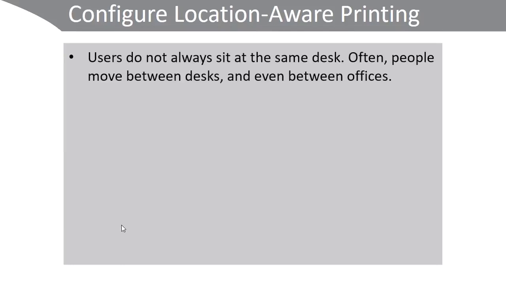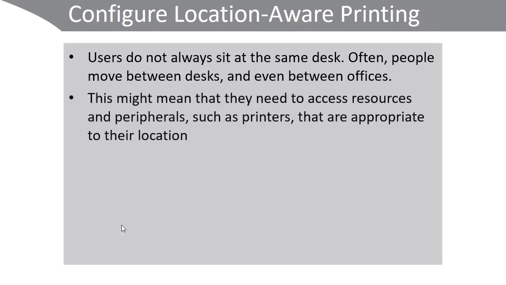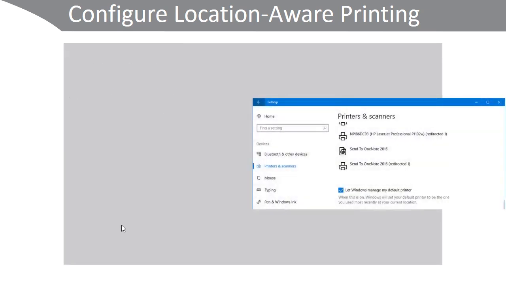Now, most users don't always sit at the same desk. They move between desks and sometimes even between offices. This might mean that they need to access resources and peripherals such as printers that are appropriate to their current location. Windows 10 supports location-aware printing.